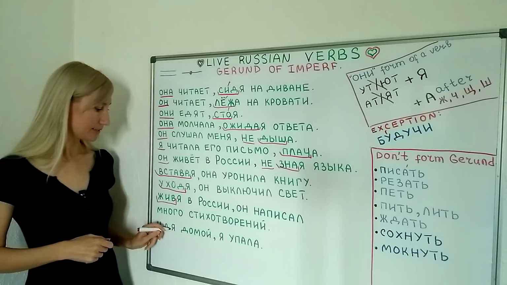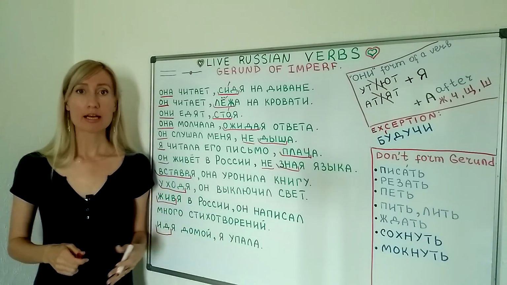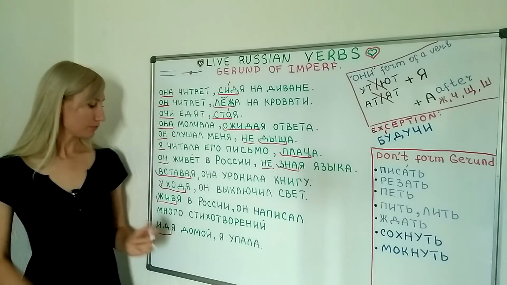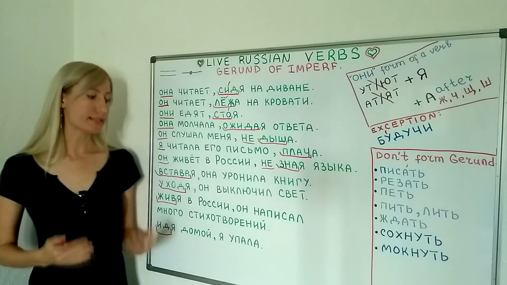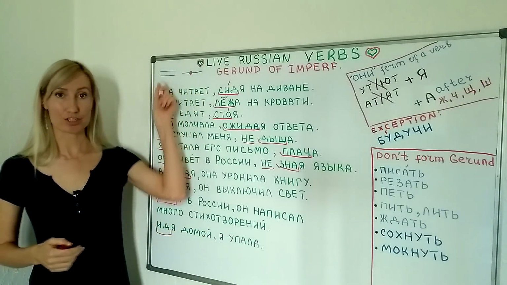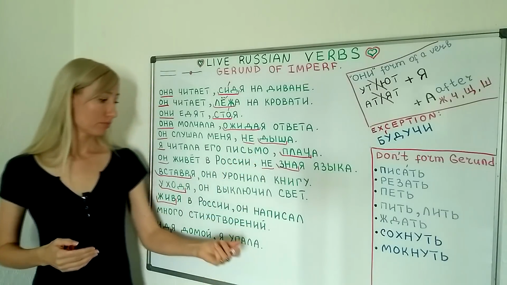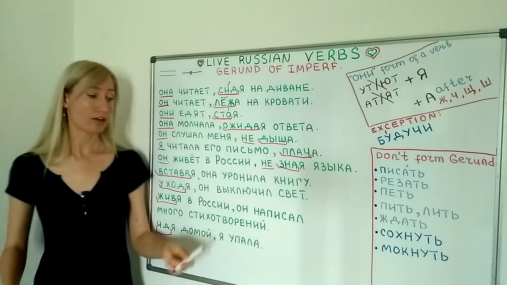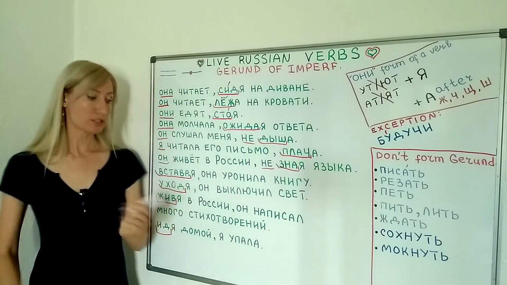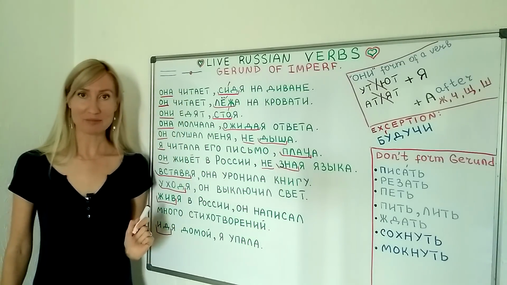And the last example, идя домой, я упала. You may guess that идя is our gerund. Они идут, we remove ут, we are left with ид, идя. Идя домой, я упала. While, long action. Going home, я упала, I fell. I fell is a perfective verb that interrupted my going home, yeah?